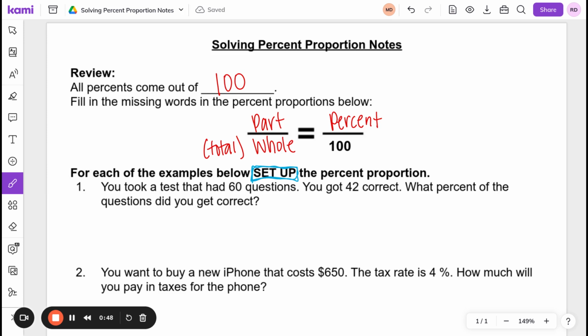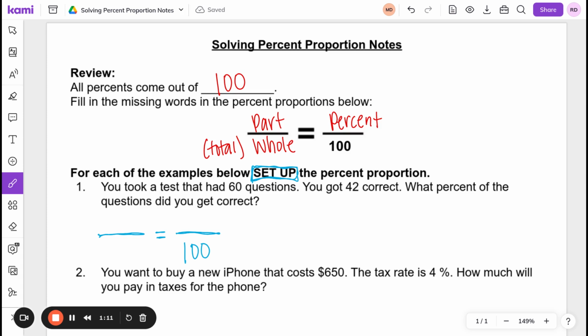Setting up is usually where you're going to make your mistakes. So you need to read carefully to make sure you're placing the numbers in the correct spot in the percent proportion. So because I know we're going to set up proportions, I'm going to go ahead and write my line equals line. And I'm going to go ahead and fill in that 100 because we know that never changes. There always has to be a 100 in our percent proportion.